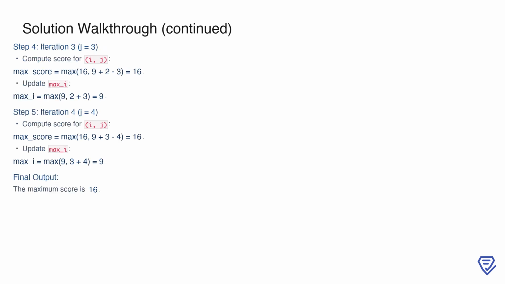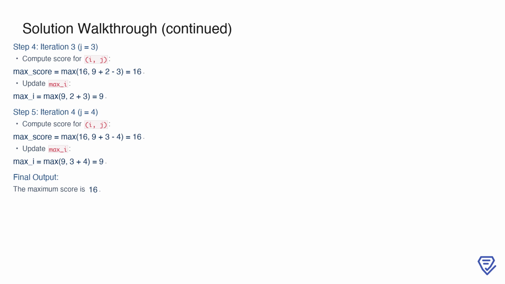For the third iteration, where j equals 3, we calculate the score using the formula max_score equals max(16, 9 plus 2 to 3), which evaluates to 16. Again, max_score remains the same since no higher value is found. We update max_I to max(9, 2 plus 3), which results in max_I staying at 9.